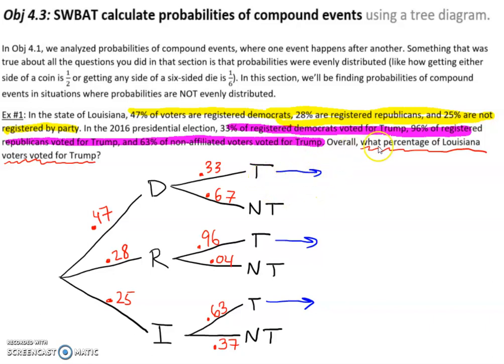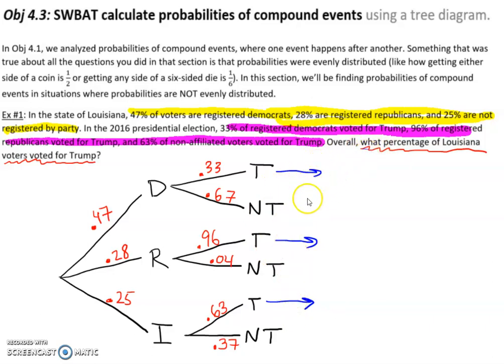They could have asked different questions. They could have said what percentage didn't vote for Trump. They could have said what percentage of Democrats and Republicans voted for their party, so like Democrat not Trump, Republican Trump. You just always have to read the question. So in this case, it's voted for Trump, so it's these three.